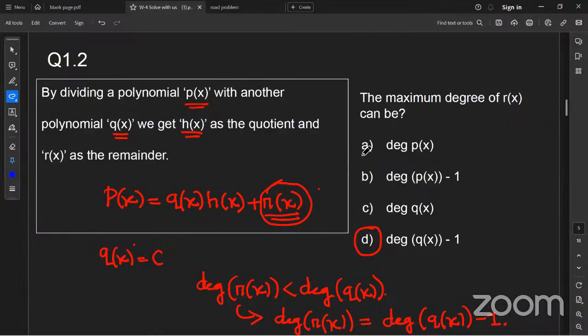Question number 1.2 says, by dividing a polynomial, it is the same question, asking what the maximum degree of R(x) can be. So it will be the degree of Q(x) minus 1. Option D is correct, right? Everyone understood? If you have any doubt, please ask for these two questions. No doubts.